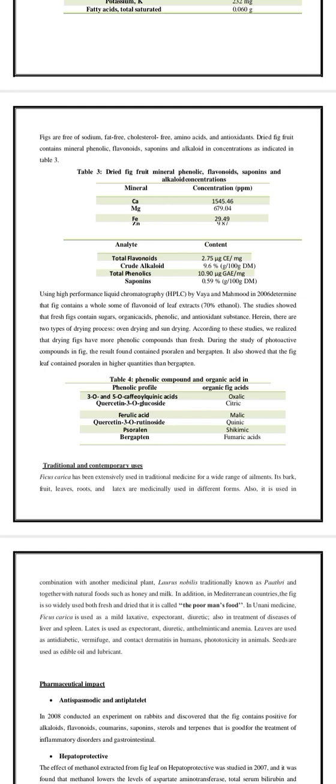Here there are two types of drying process, oven drying and sun drying. According to the study, we realized that dried figs have more phenolic compounds than fresh. During the study of photoactive compounds in fig, the result found that it contains psoralen and bergapten. It is shown that the fig leaf contains psoralen in higher quantities than bergapten.